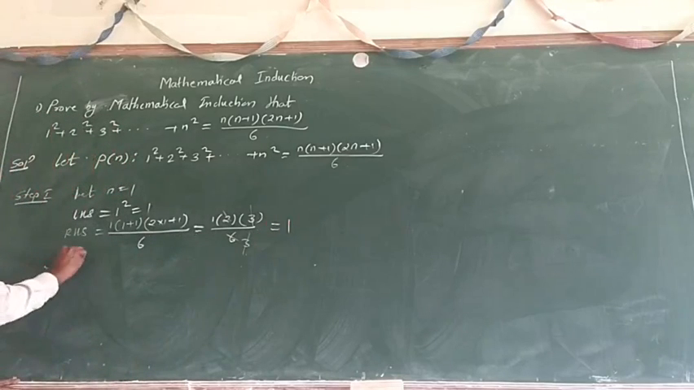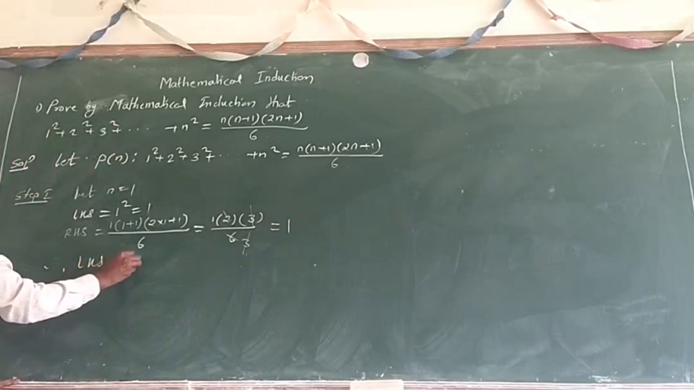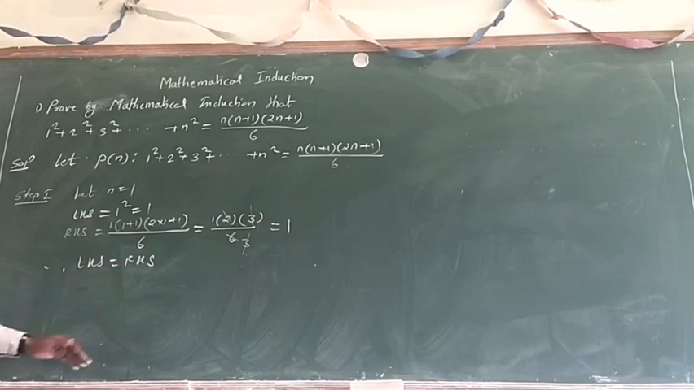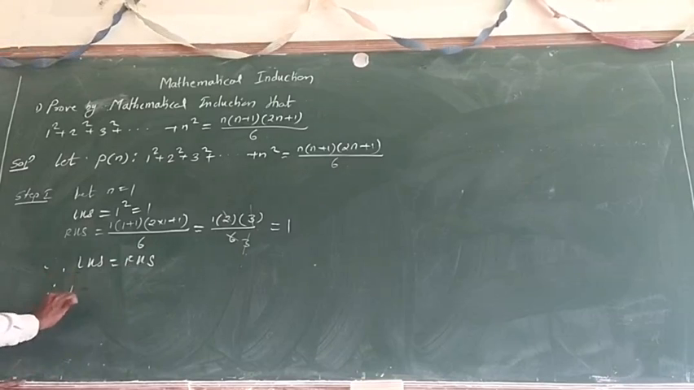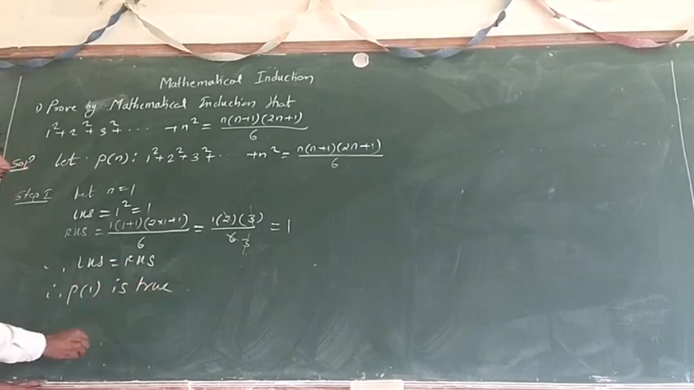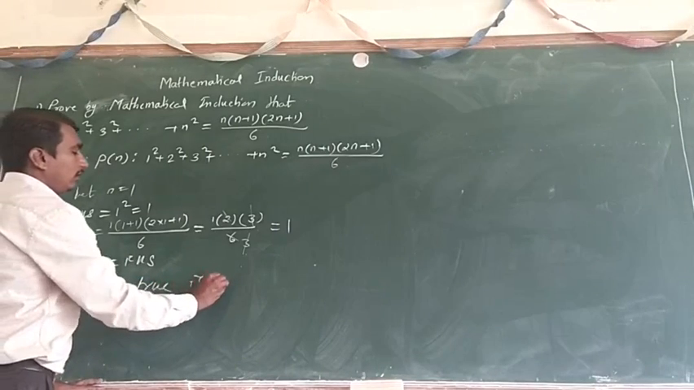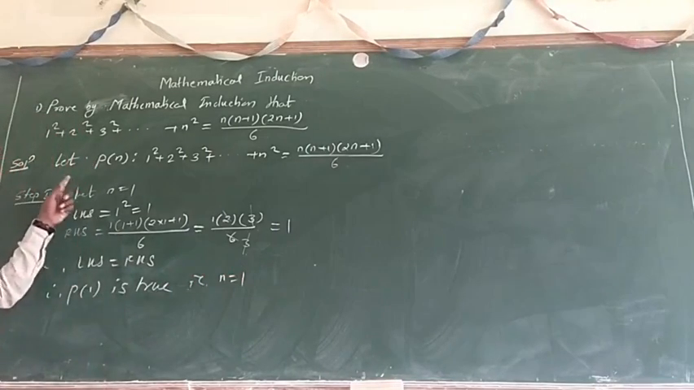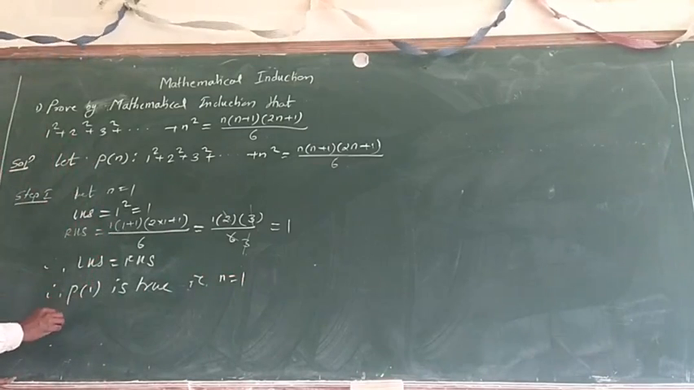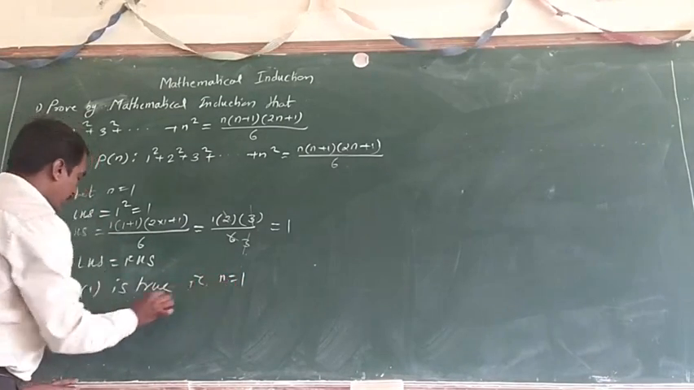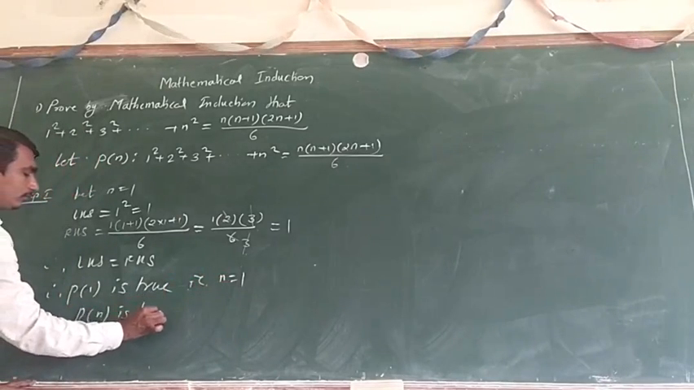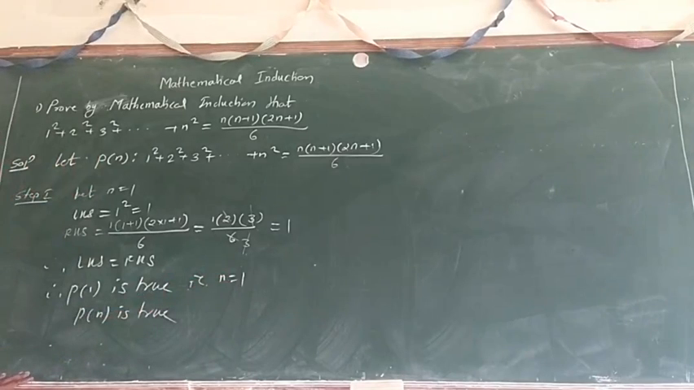So LHS is equal to RHS. Left hand side equals right hand side. Therefore P of 1 is true, which means that for n equal to 1 the given statement is true. So this is the first step.